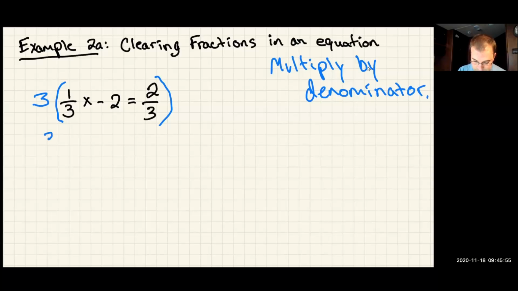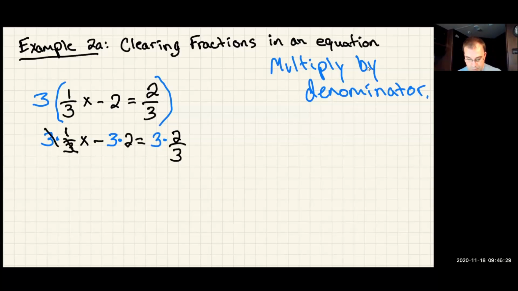If I just write this out really clearly, I'm doing 3 times the 1/3 x, and then I'm doing 3 times that 2, equals 3 times the 2/3. Well, here we have canceled out the division with multiplying by 3, and the same thing has occurred here. Now we just need to write everything that remains.